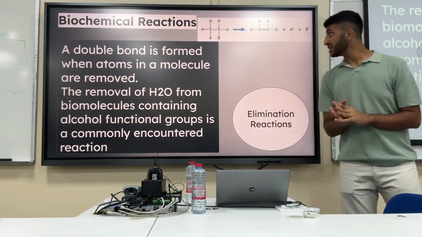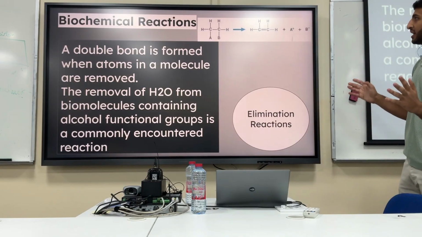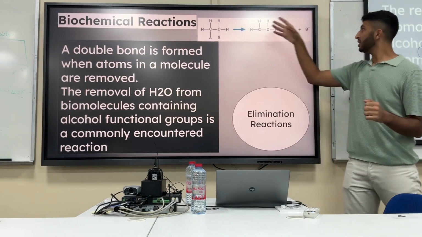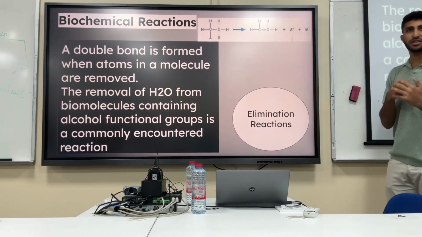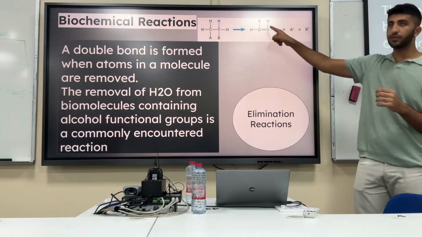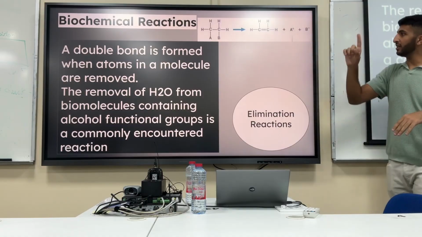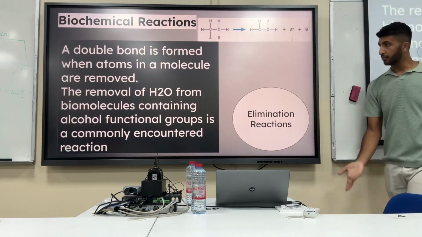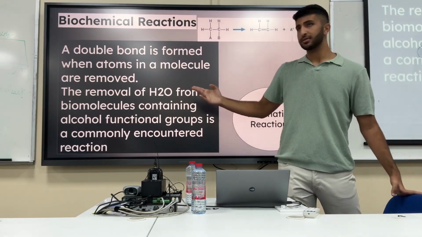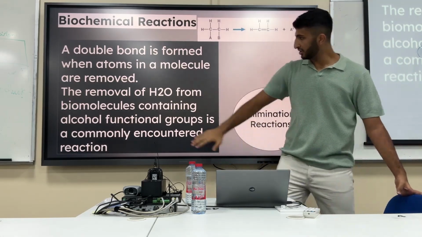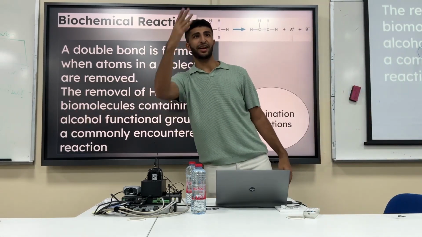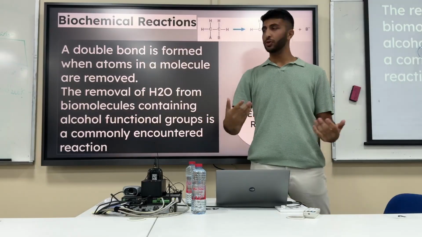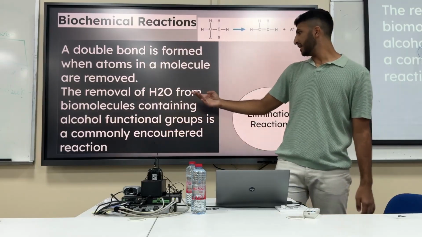Now, we have elimination reactions. Elimination reactions, you start with one product, you end with more than one, and the most important thing, there's a double bond forming. If there's no double bond forming, this is not an elimination reaction. The most common type is, can someone guess? Don't read it, someone guess. Dehydration, correct. It's when you remove water from an alcohol.